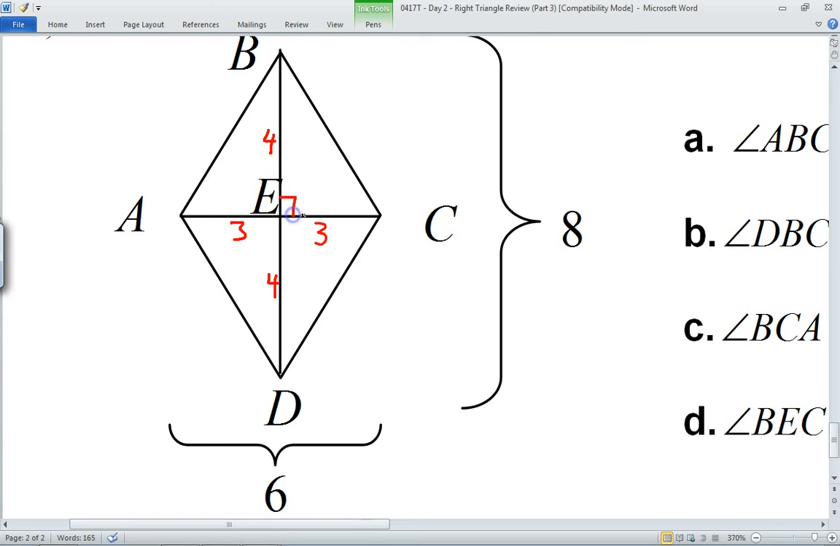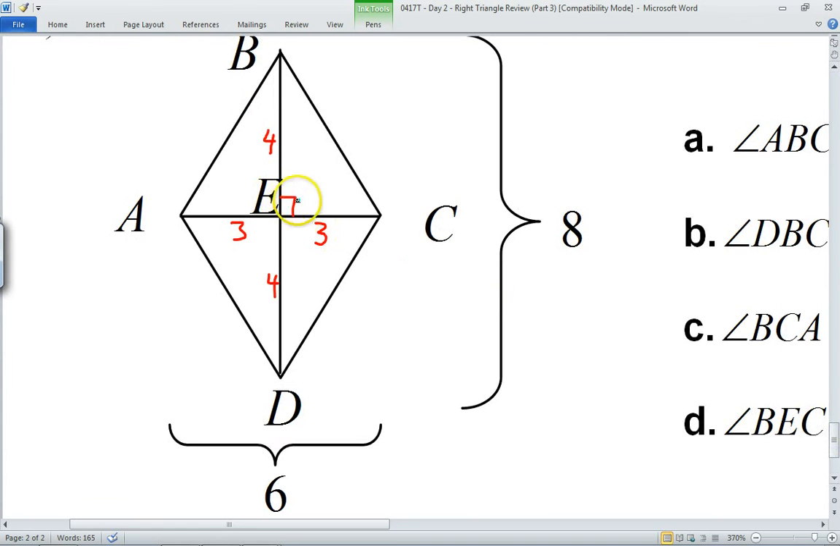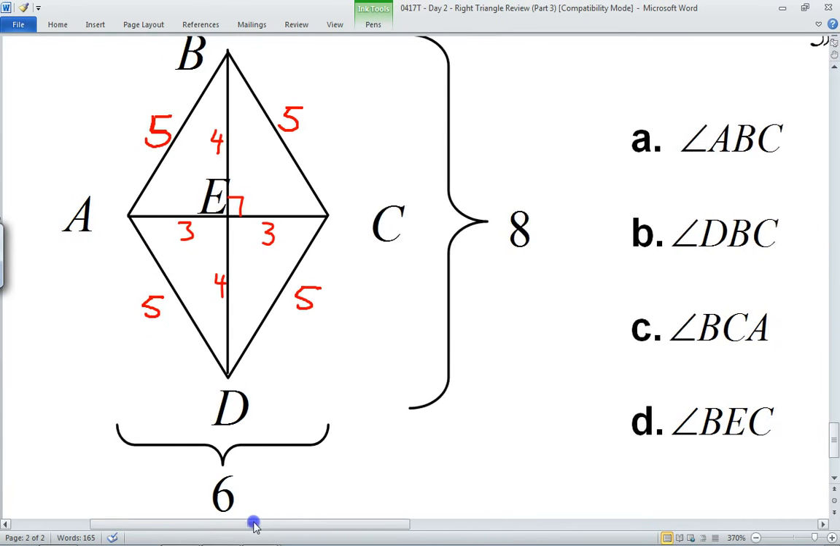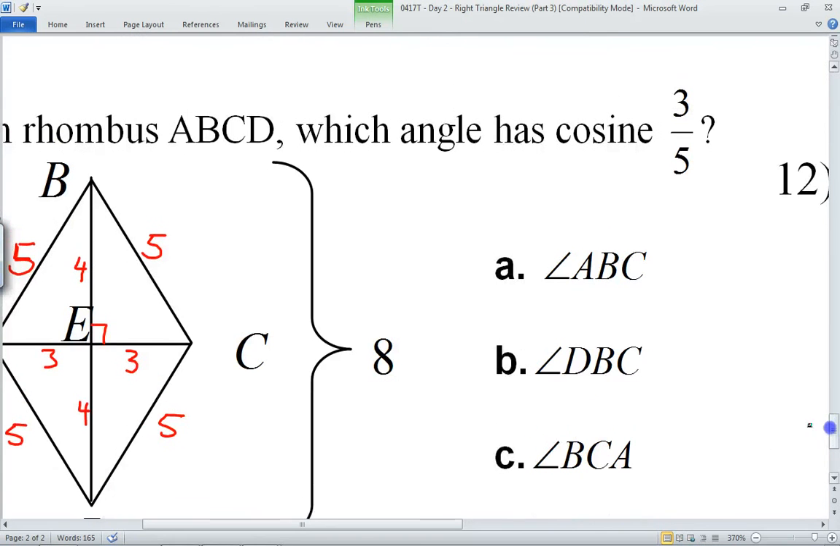This is a rhombus, and a long time ago we learned that a rhombus will always make a 90-degree angle at the middle. So these are all right triangles. If we did the Pythagorean theorem, 3 squared plus 4 squared, we're going to find out that the hypotenuse in all of these cases is 5. Now, which one of these angles has a cosine of 3/5? I'm looking for a cosine of 3/5.